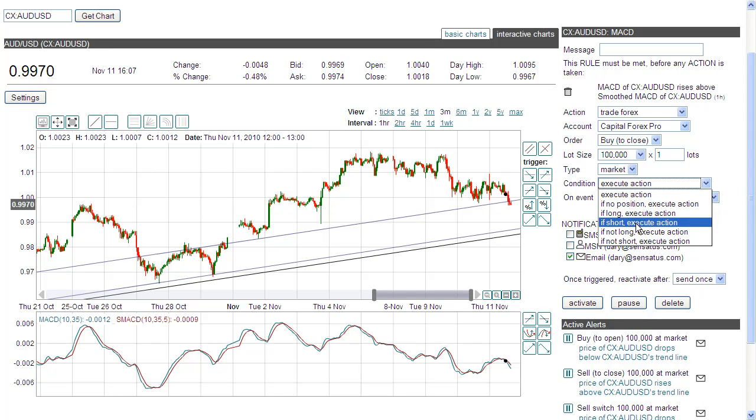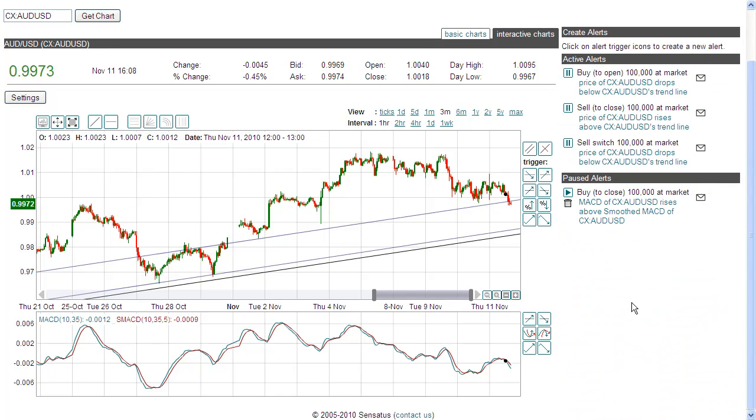I will only execute it if I am short, and when that happens, I will pause active alerts. I am now going to pause this alert, which will only be activated when the sell switch is triggered. So now we sit back and see what happens.